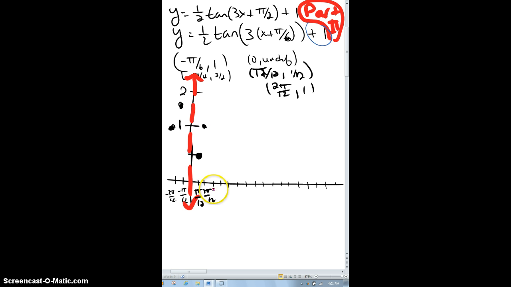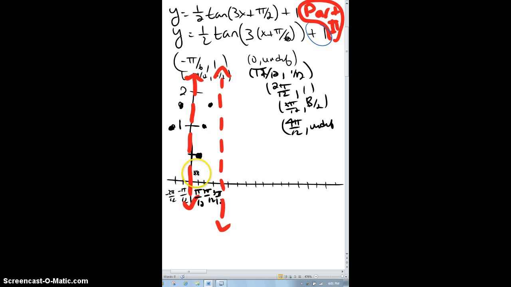And then at 3 pi over 12, if I looked at my chart, I was up at 1.5, or 3/2, however you want to write that. So up at 3/2, where's that? Right there. And then at 4 pi over 12, I ended up undefined again. So here's my 4 pi over 12. To graph this, it's going to go to infinity. It's going to bend and do that.